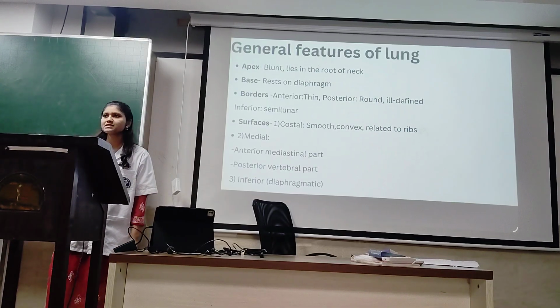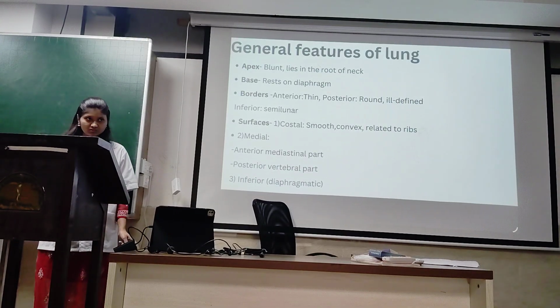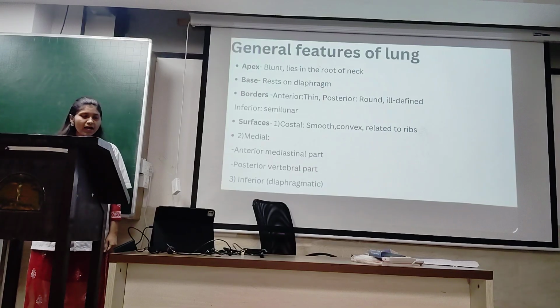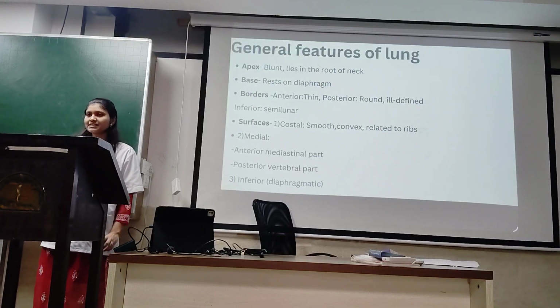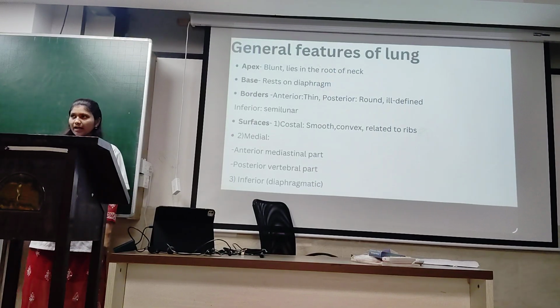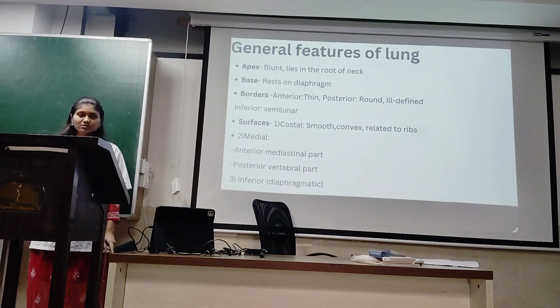For the base, the base is semilunar and concave, and it rests on the diaphragm. It separates the right lung from the right lobe of the liver, and the left lung from the left lobe of the liver, the spleen, and the fundus of the stomach.